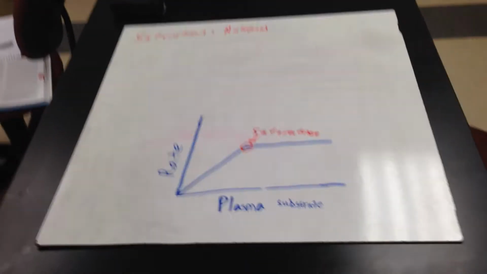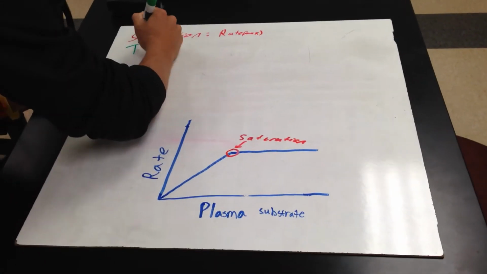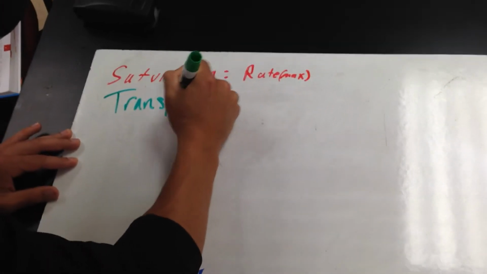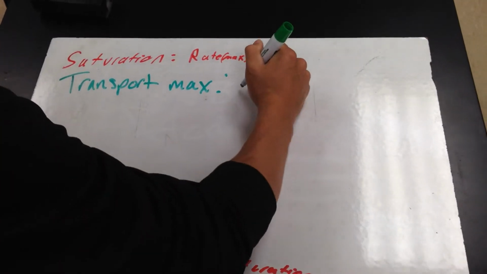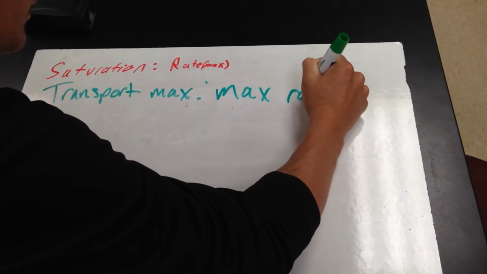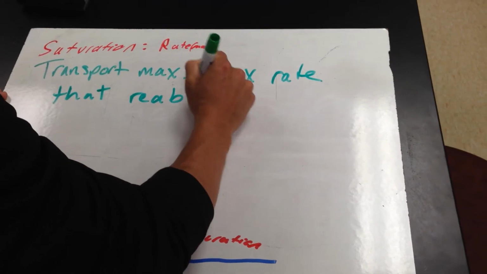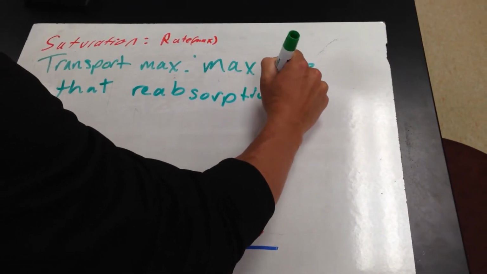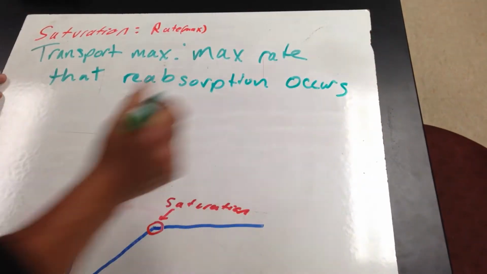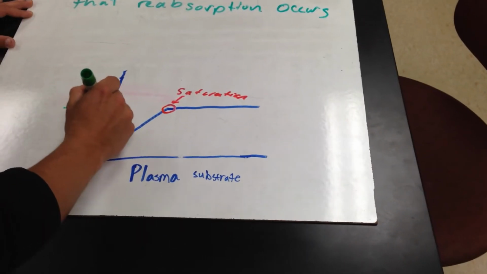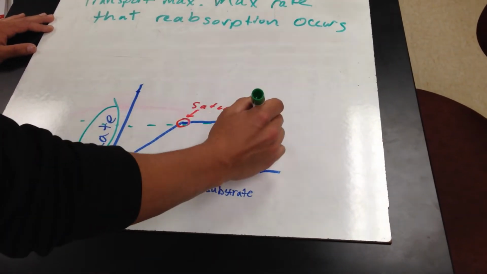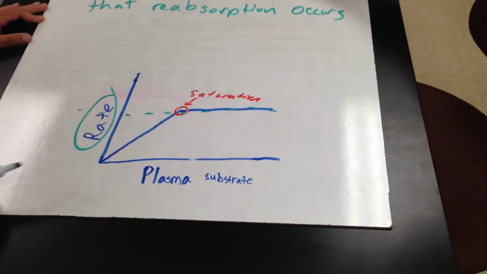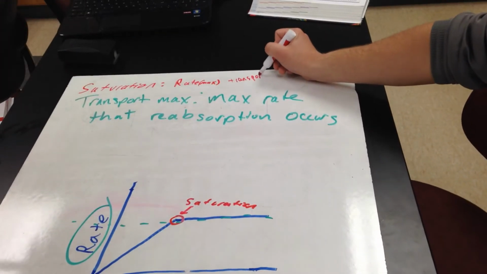Alright, next thing we're going to look at is the transport max. This simply is the maximum rate that reabsorption can occur. And this would be right here, when the rate of transport becomes the same because saturation has been reached.